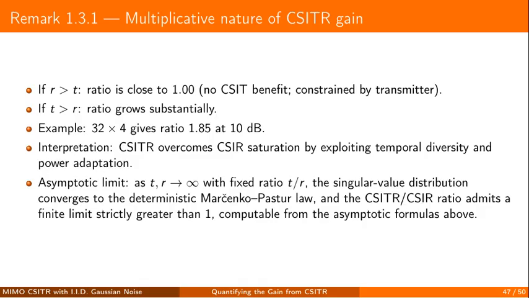Let me close with an asymptotic observation. In the large array regime, when both antenna counts grow together with their ratio held fixed, the singular value distribution converges to the Marchenko-Pastur law, which is deterministic but non-trivial. The CSITR over CSIR ratio therefore admits a finite limit, and that limit is strictly greater than 1. Even when the channel spectrum becomes deterministic, water filling still extracts more capacity than equal power. The exact value of the limit follows directly from the asymptotic formulas we have just presented.